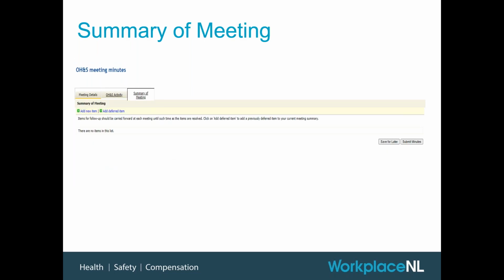This section is a summary of your OHS committee meeting. Any items identified for follow-up on the previous screen will be recorded here before final submission. If they are new items that are brought to the meeting, select Add New Item and provide a summary for these items. At any time, you can save for later, but do not click the Submit button until your minutes are completed in its entirety and finalized.